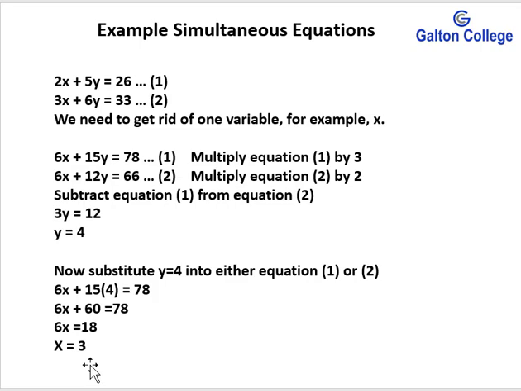So we've just solved the simultaneous equations. We know what the value of y is, we know what the value of x is. We've solved these two equations simultaneously. So we have y equals 4 and x equals 3. So that's how to solve simultaneous equations.